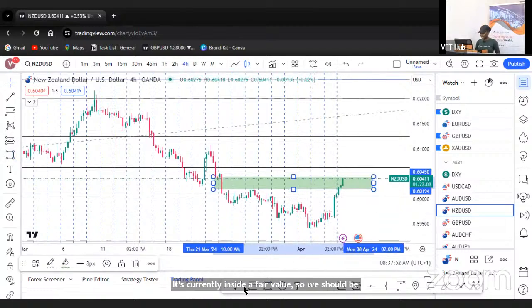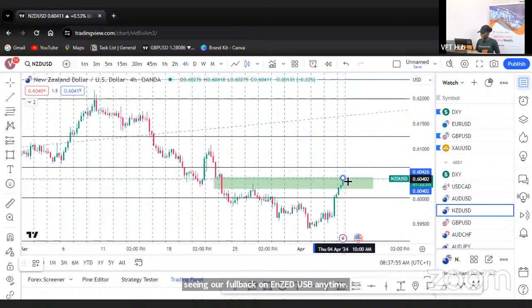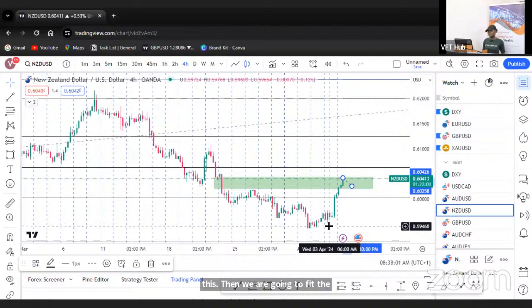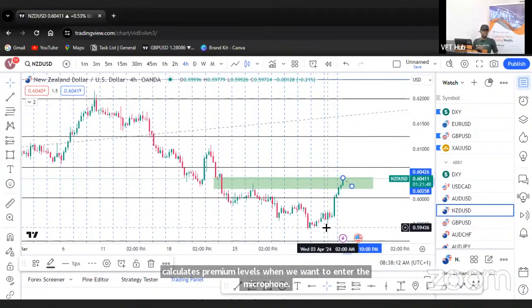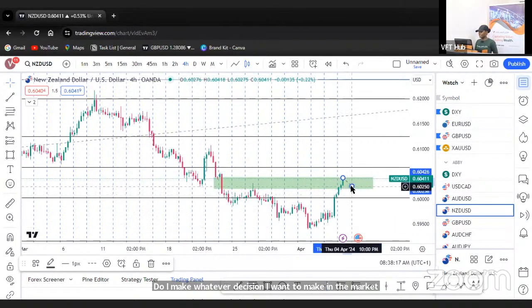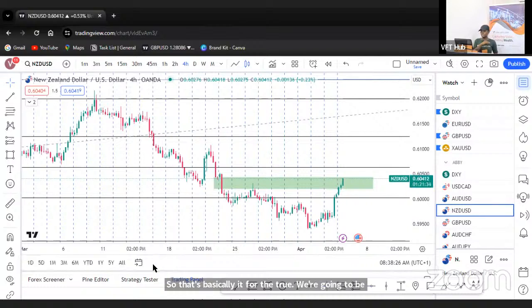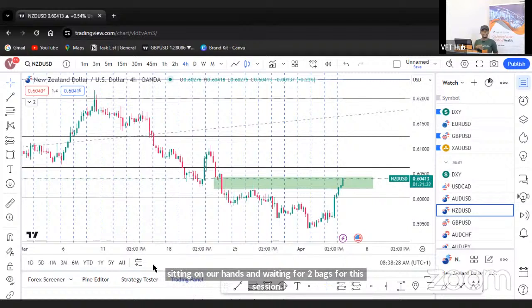When we start to see our pullback, something like this, then we are going to flip the entire swing and wait for premium levels. The Fibonacci swing helps us to easily calculate premium levels where we want to enter the market from. So instead of saying, okay, has it sold enough, has it bought enough for me to make whatever decision I want to make in the market, Fibonacci is your guy. It makes it easier. So that's basically it for the tool. We're going to be sitting on our hands and waiting for pullbacks on AU and NU for us to continue the buying move to the upside.